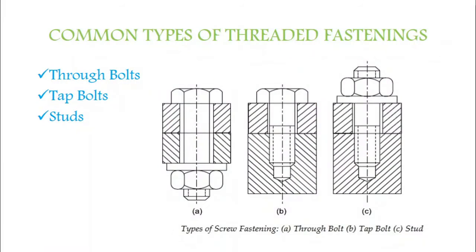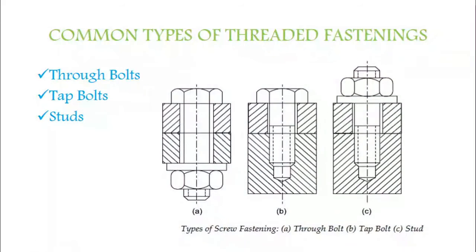Threaded fastenings are classified according to their shape and the purpose of use. The common types of threaded fastenings are through bolts, tap bolts, and studs. This figure shows, figure A shows the through bolt assembly, figure B shows the tap bolt, and figure C shows the stud assembly. Okay, first of all, let's see about the through bolts.